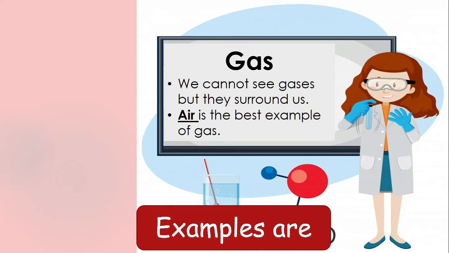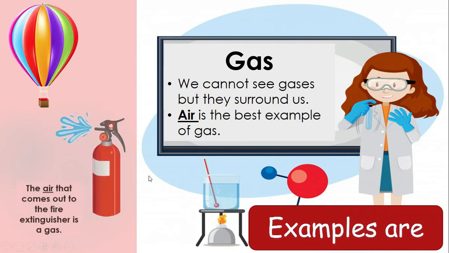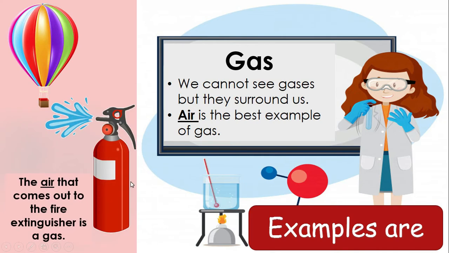Next, gas. We cannot see gases, but they surround us. We can feel them, but we cannot touch them or see them. Air is the best example of gas. Let me give you some examples of gases. The first one is air balloon and fire extinguisher. Remember KG3, as I told you a while ago, the air is the gas, not the air balloon itself or the fire extinguisher. The air that comes out of the fire extinguisher is a gas. Even in the air balloon, the air inside it is the gas.